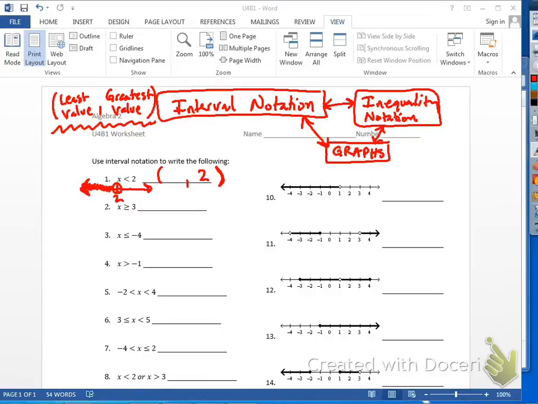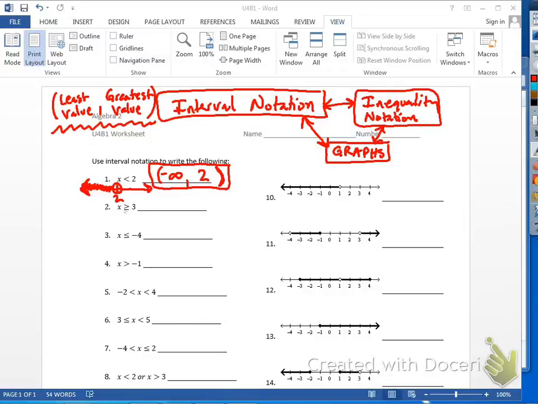Now, if I'm talking about the lowest possible number that x could be, what is that? -5, is that the smallest number you can think of? No, -100, right? -1,000,000? Okay, so infinity is not an actual number, but what we're going to do here is put negative infinity. And so this notation means that x can be anything from negative infinity up until the value 2, but not including 2, because I have the parentheses here.